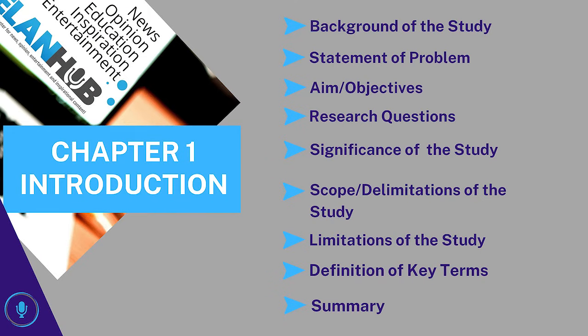That gap is how you contribute to knowledge. That gap is your original value. And if any research doesn't have original value, it is useless. So this is the section where you do that. The next part of our research document in terms of chapter 1 is what we call the scope or delimitations of the study.